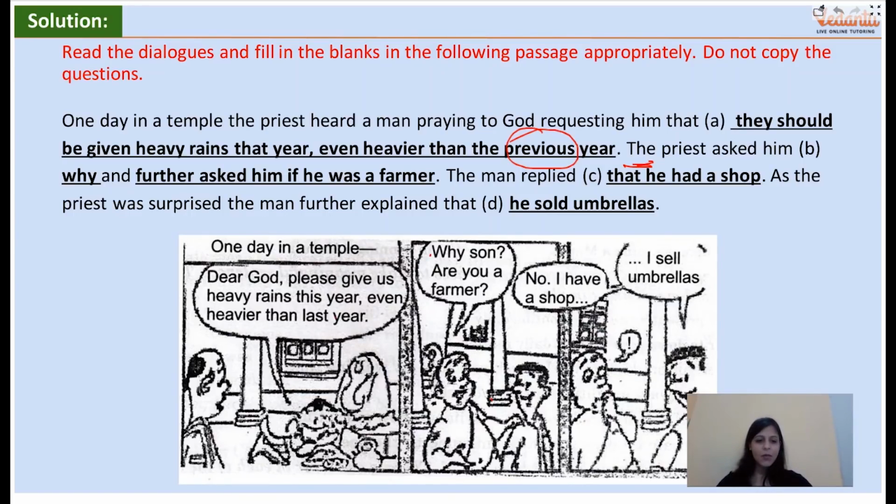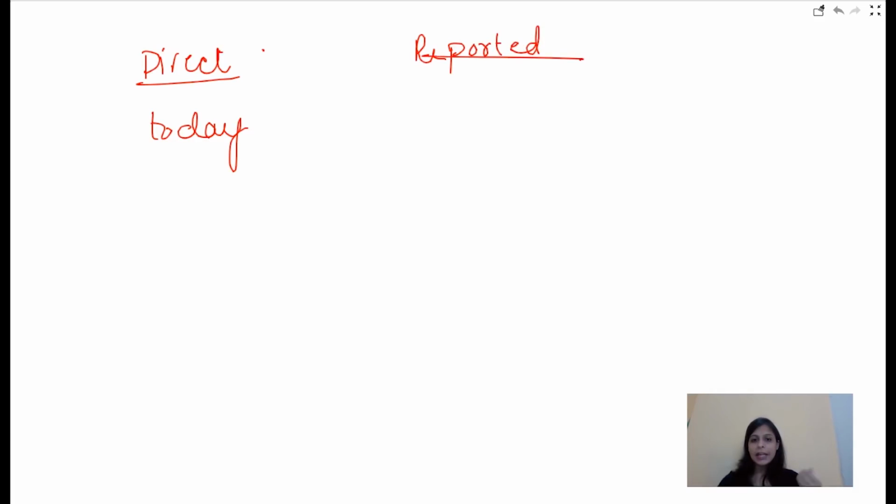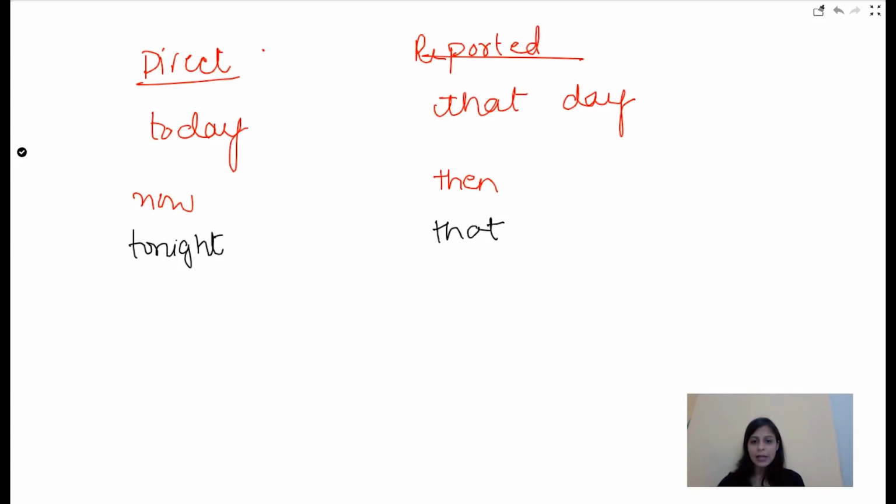For example, let's first cover what direct speech is and what it gets converted into in the indirect form. Suppose you have a conversation that's going on in direct speech. When you're reporting the event in reported speech, today gets converted into that day. You have to keep in mind, rather than writing today, when you're reporting the same in the paragraph, please ensure you don't use today, you use that day. Similarly, now gets converted into then. I'll use black pen so that you can differentiate. And then tonight gets converted into that night.